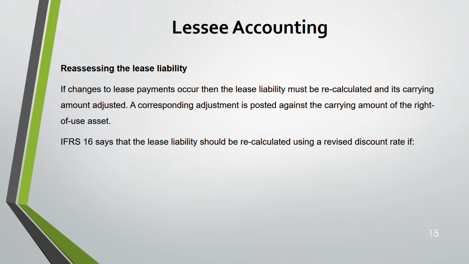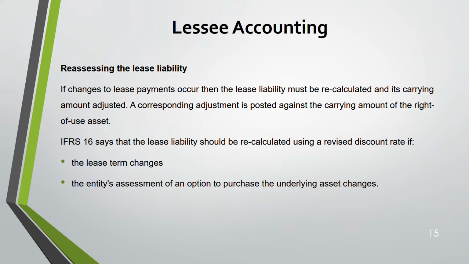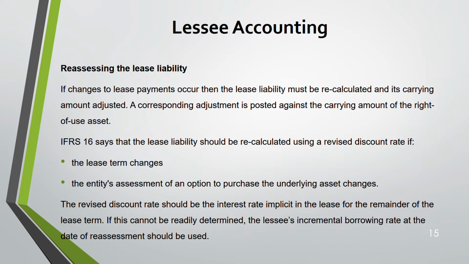IFRS 16 says regarding the discount rate that the lease liability should be recalculated using a revised discount rate if the lease term changes or the entity's assessment of the option to purchase the underlying asset changes. For any of these changes, use this revised discount rate, and it should be the rate implicit in the lease for the remainder of the lease term. But if it's not there, you can use the borrowing rate of the lessee, on the date of the reassessment.